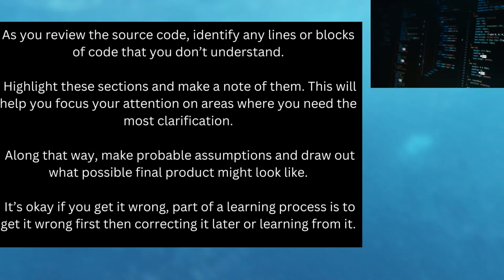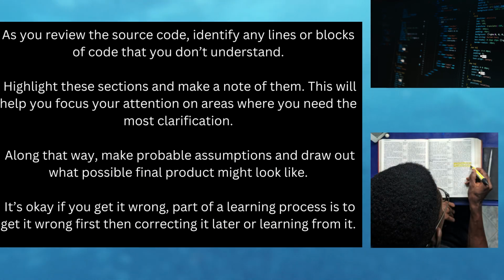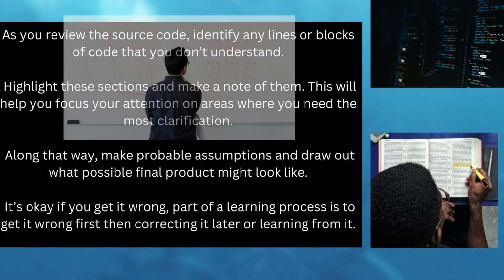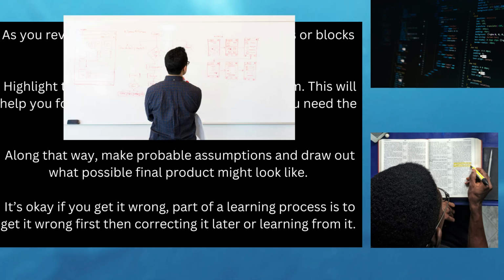As you review the source code, identify any lines or blocks of code that you don't understand. Highlight these sections and make a note of them. This will help you focus your attention on areas where you need the most clarification. Along the way, make probable assumptions and draw out what the possible final product might look like. It's okay if you get it wrong. Part of the learning process is to get it wrong first, then correct it later or learn from it.